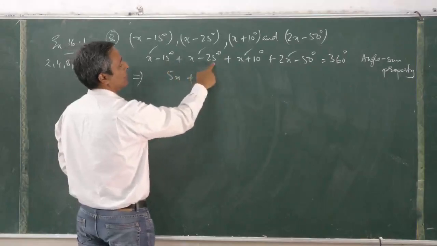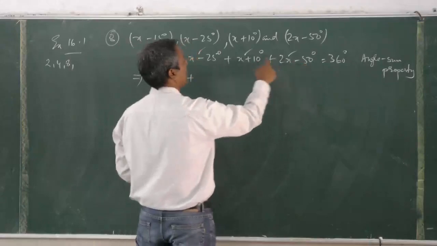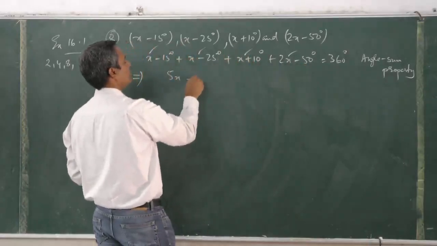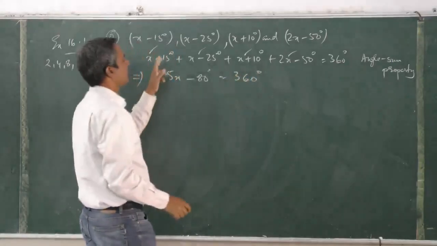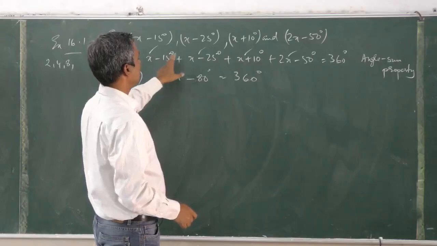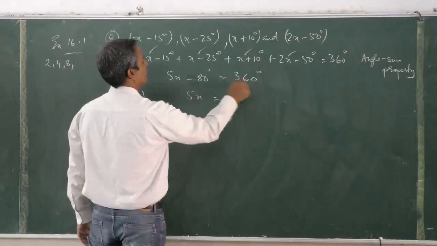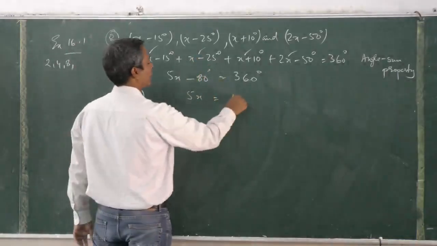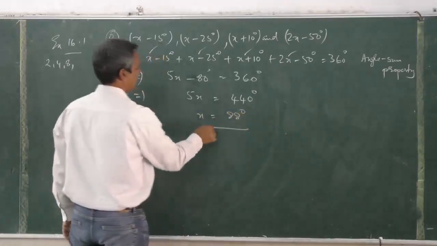Minus 15, minus 25. That is minus 40. Minus 90 plus 10. Please check. 50, 75, 80, 90. Minus 90 plus 10. Okay. So 5x is equal to 360 plus 80, 440 degrees. x is equal to 88 degrees.